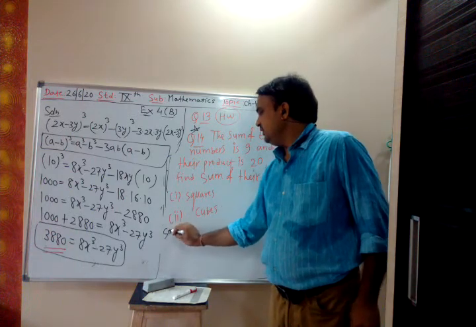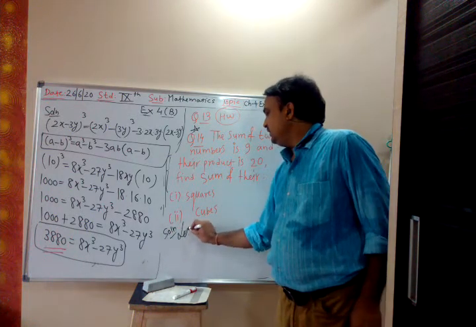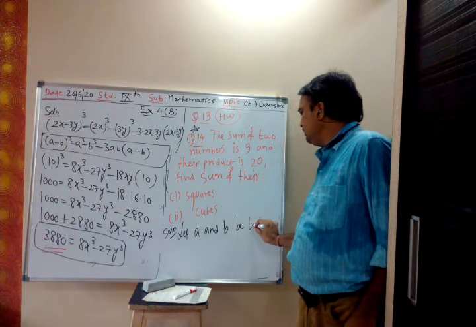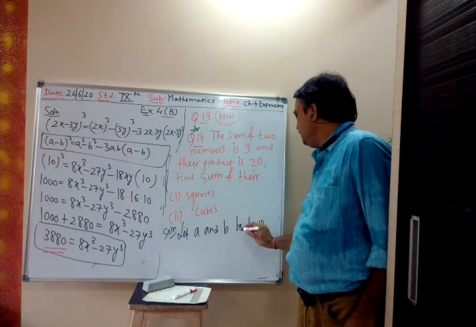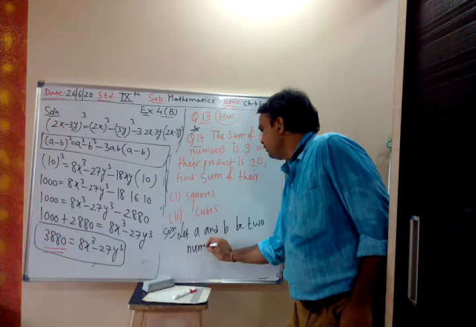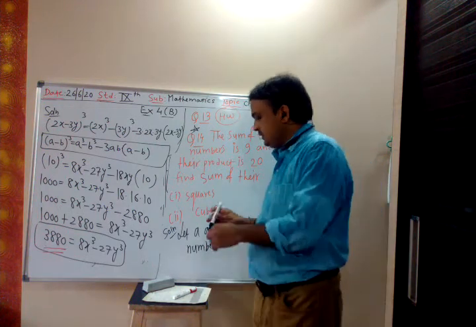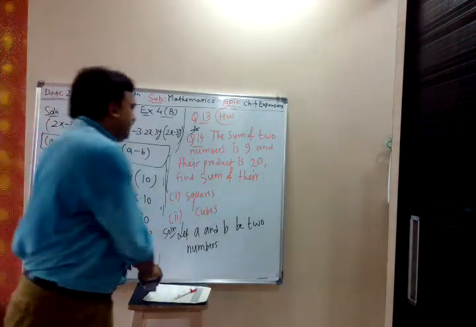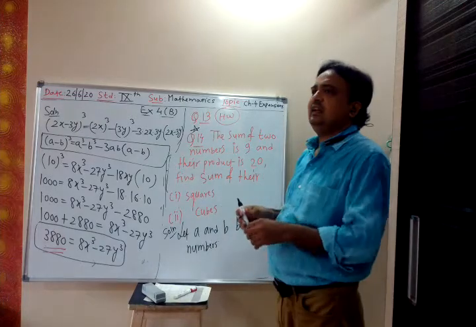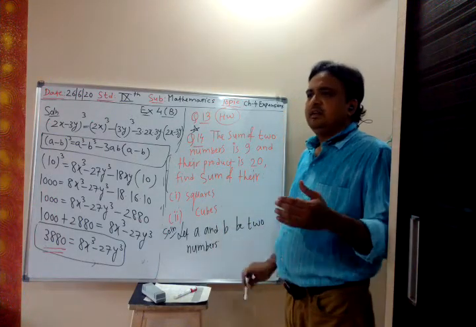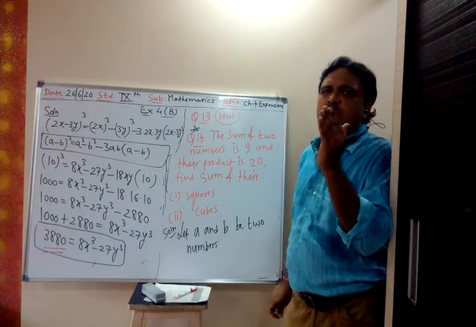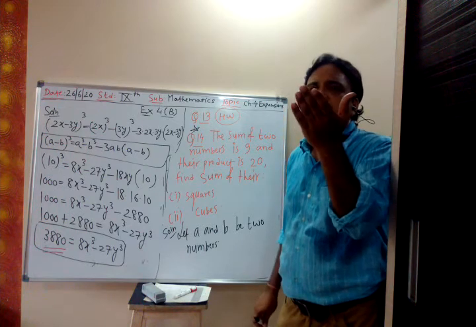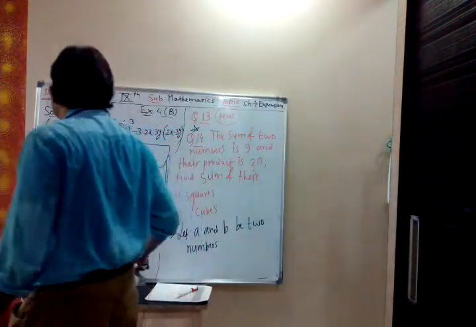So immediately we consider two numbers. Let A and B be two numbers. Two numbers are not given, so I can take the two numbers as A and B. Yes, you can take two numbers as A and B. You can also take two numbers as X and Y. You have to take two different variables for the two numbers.